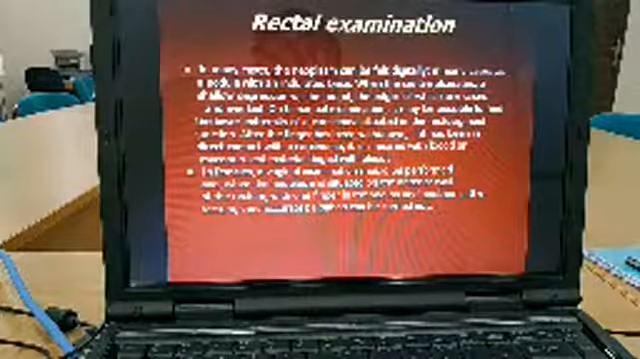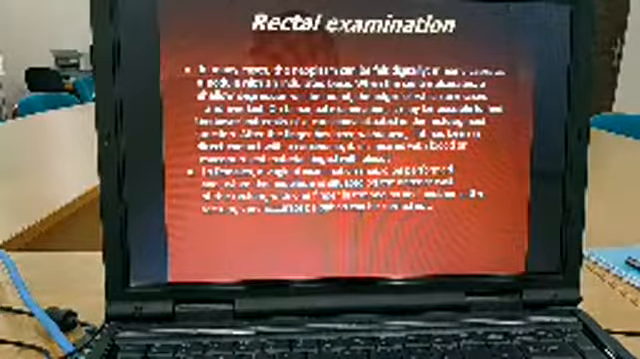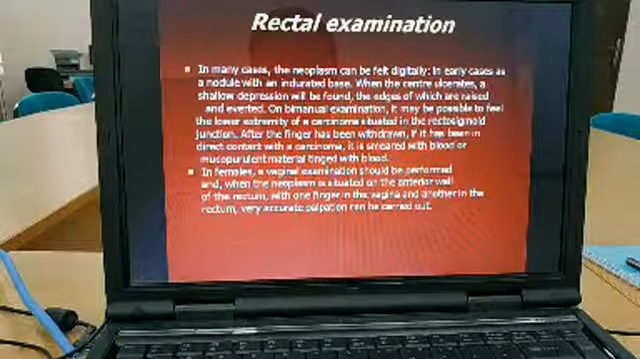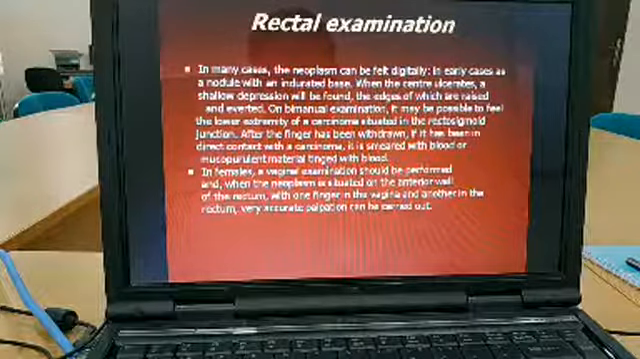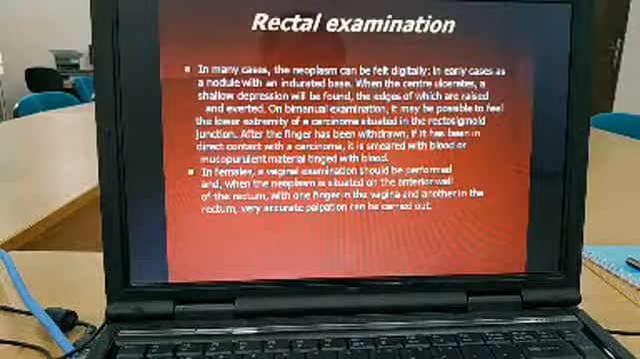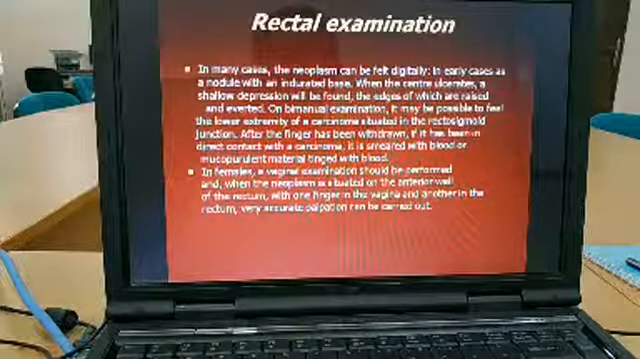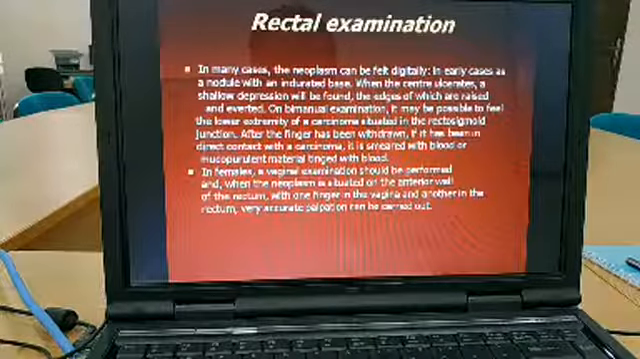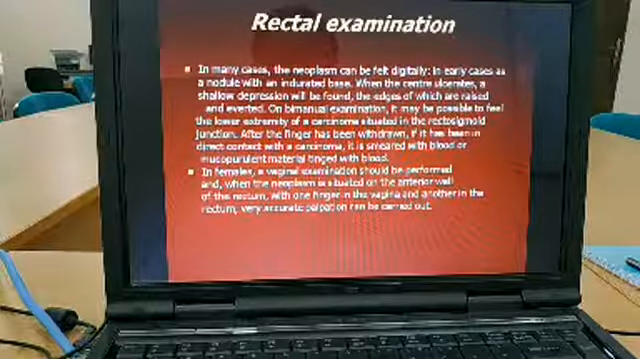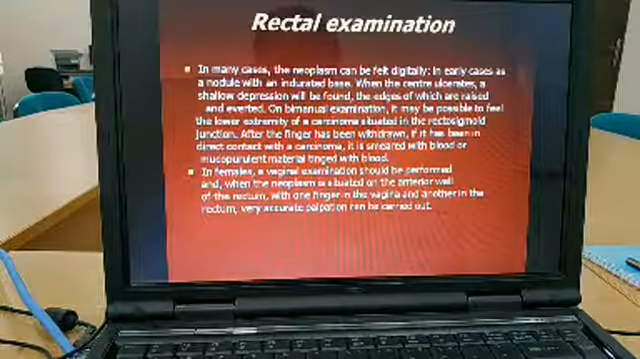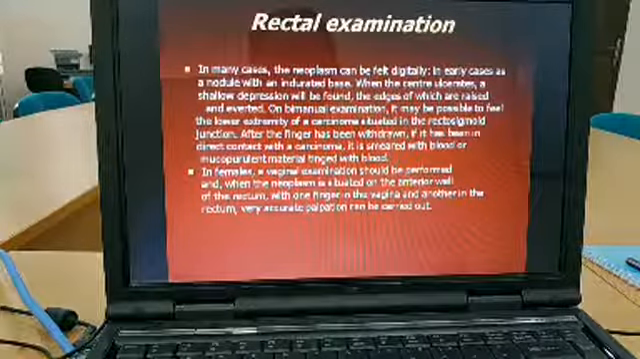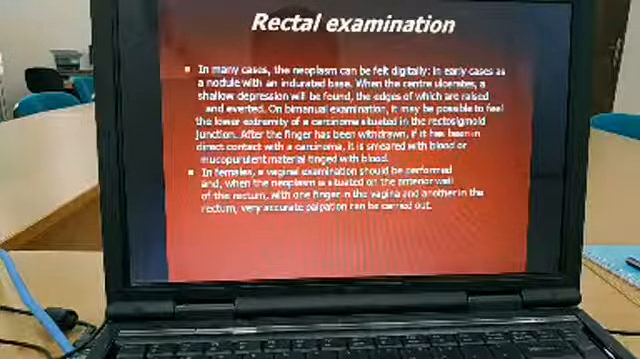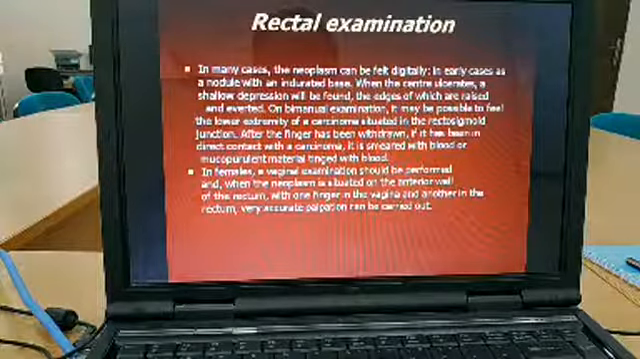In females, a vaginal examination should be performed, and when the neoplasm is situated on the anterior wall of the rectum, with one finger in the vagina and another finger in the rectum, very accurate palpation may be carried out. So in the local examination, this digital rectal examination is very, very important. The normal position for DRE is the left lateral position. In the viva board, it is commonly asked how you will do a digital rectal examination, what are the things you need, what is the position, and what is the procedure of doing a digital rectal examination.